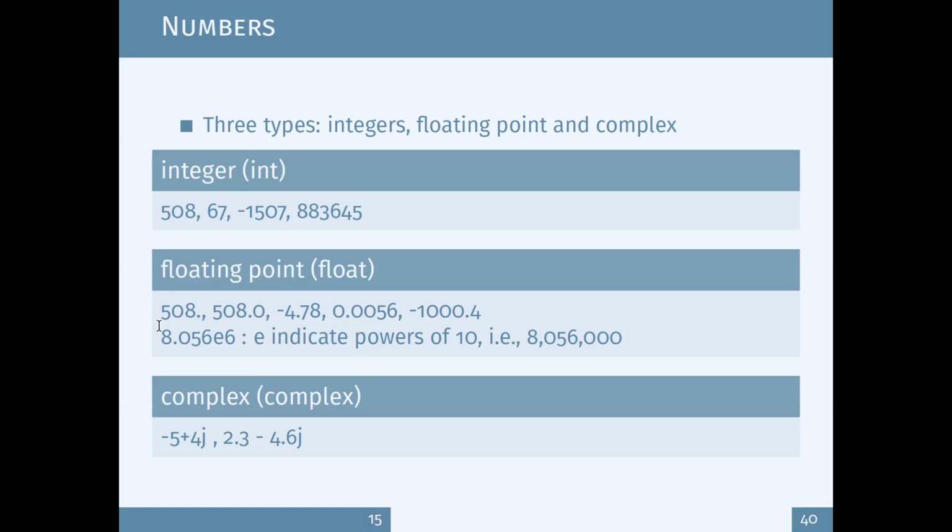Floating point means a number with a decimal point. For example, you see the first value 508 and you have a decimal point. Then Python will take it as a floating point number, or in short, we say float. And even the scientific notation: if you use this, remember, Python will take it as a floating point number.